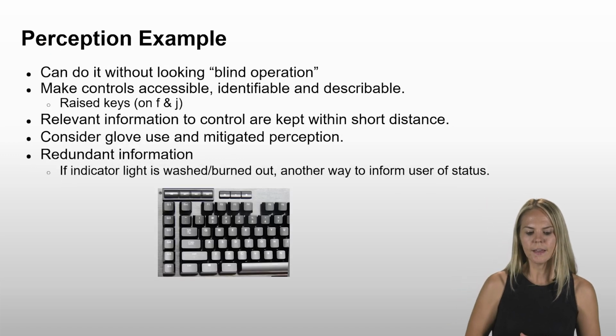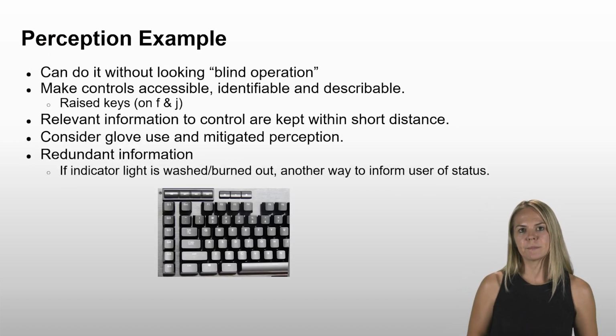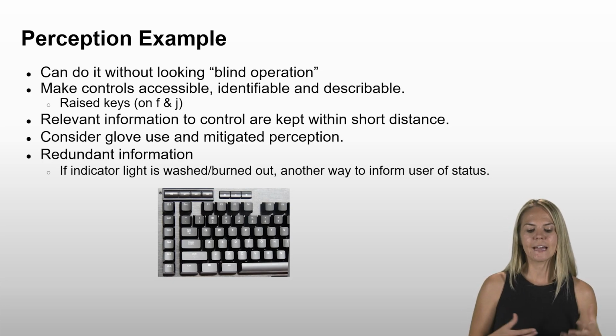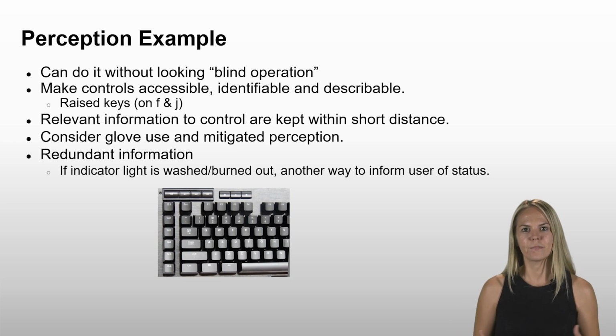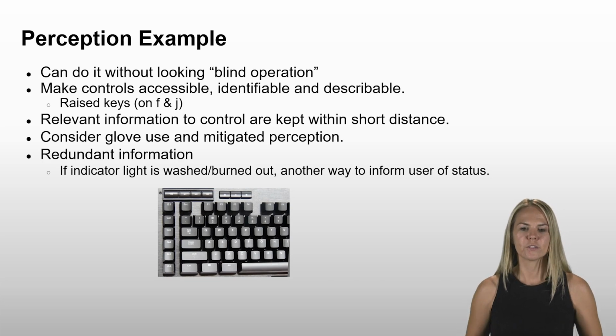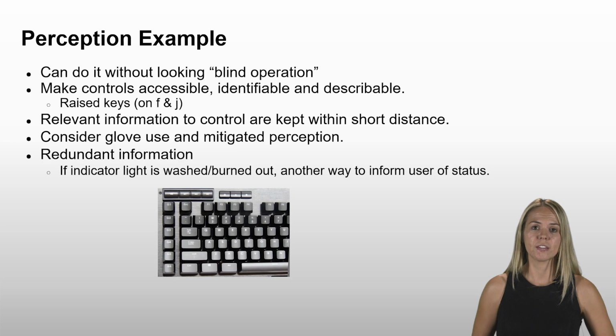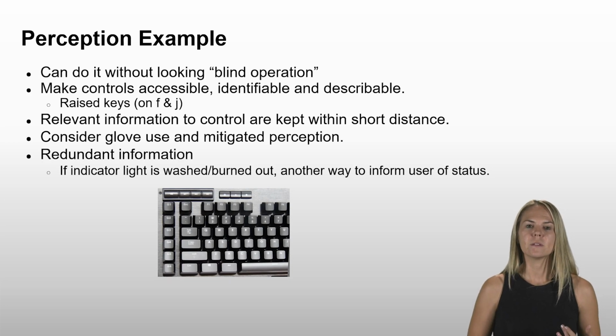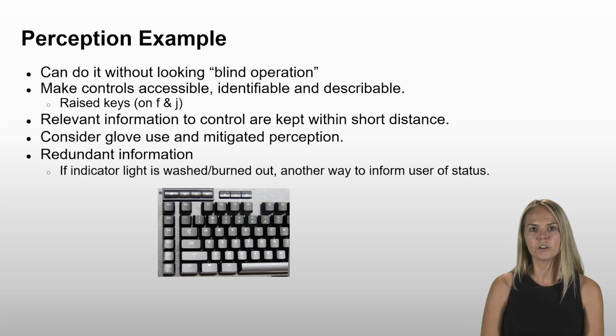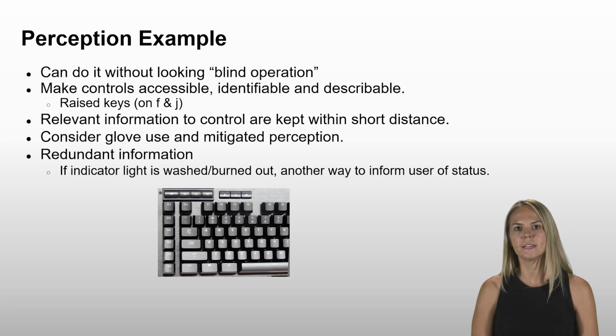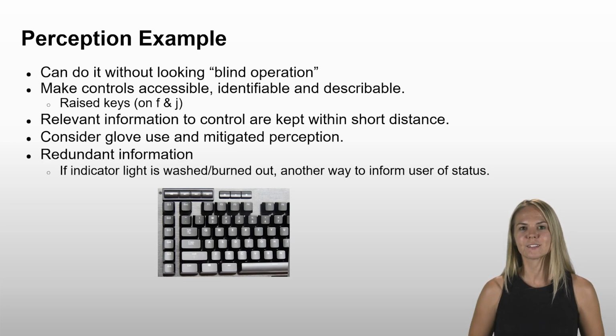So some examples of perception would be that you can do this without looking, that you can operate it blind. That's always a helpful principle to follow for your users: could they do this if they couldn't see at all? When we think about the keyboard, you can feel those raised F and J keys, so you can do this without looking. I can type with my eyes closed because of that. I know where my fingers are.